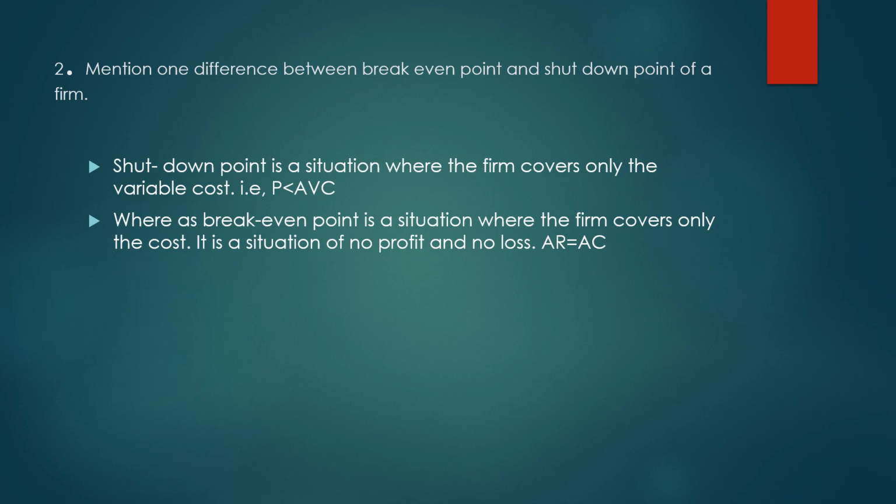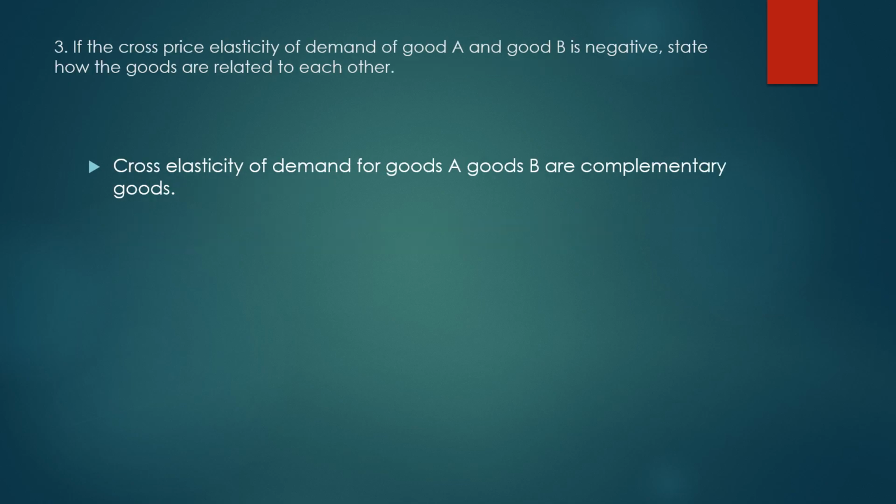Next is the break-even point. This is a situation when the firm covers only the cost. That means this is a situation of no profit and no loss. That means we can say AR equals AC, that is, average revenue is equal to average cost. So this is the break-even point where the firm covers only the cost, and it is a situation of no profit and no loss.